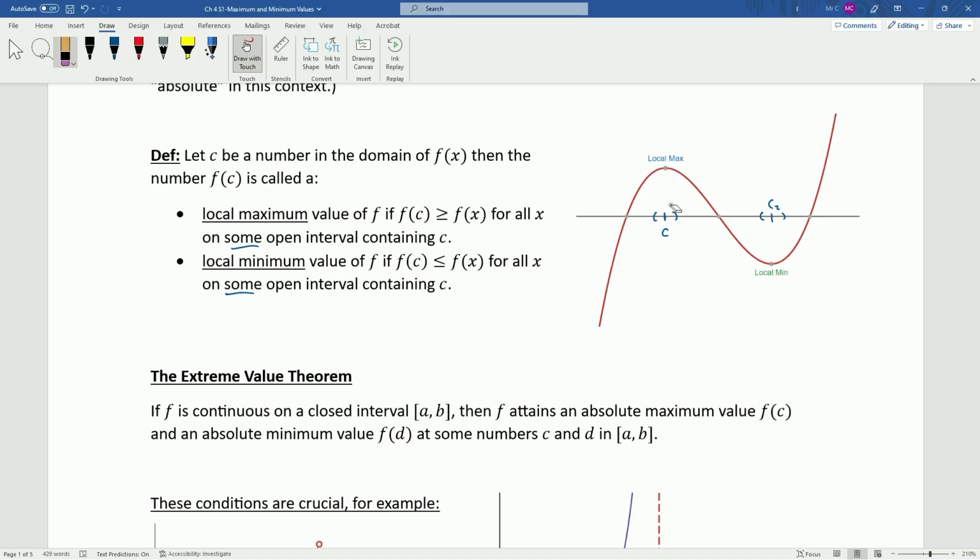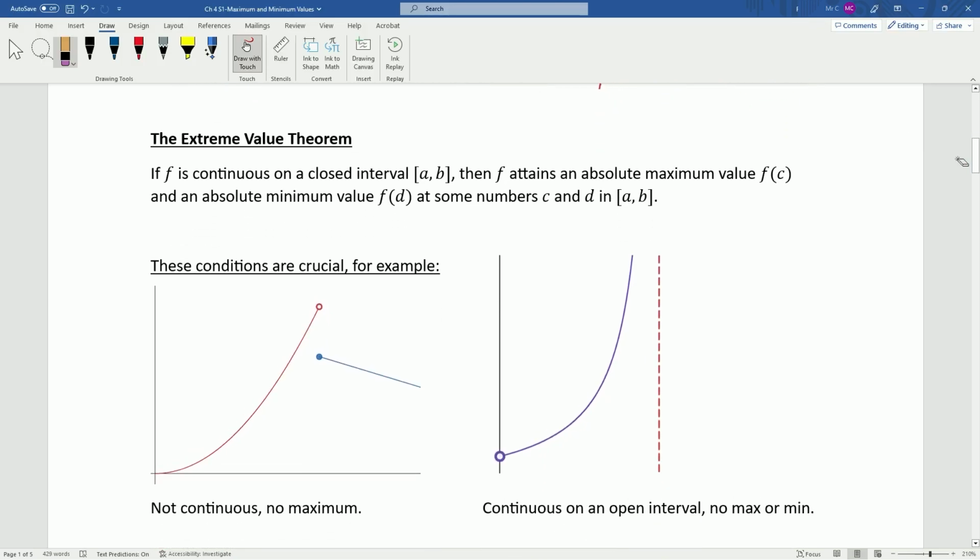Okay, so where was I? Oh, yeah. Let's move on to the extreme value theorem. If f is continuous on a closed interval from a to b, then f attains an absolute maximum value, f of c, and an absolute minimum value, f of d, at some numbers c and d in the interval from a to b. So all this says is, if you've got a and b here, and you have some curve that's unbroken, continuous from one side to the other, there's got to be a highest point, and there's got to be a lowest point somewhere in the interval. That's it.